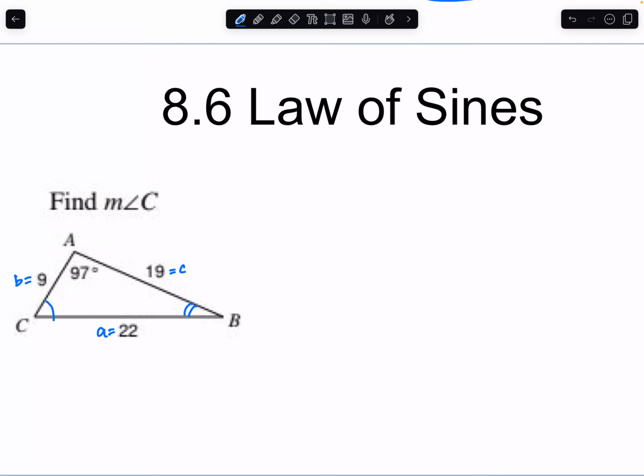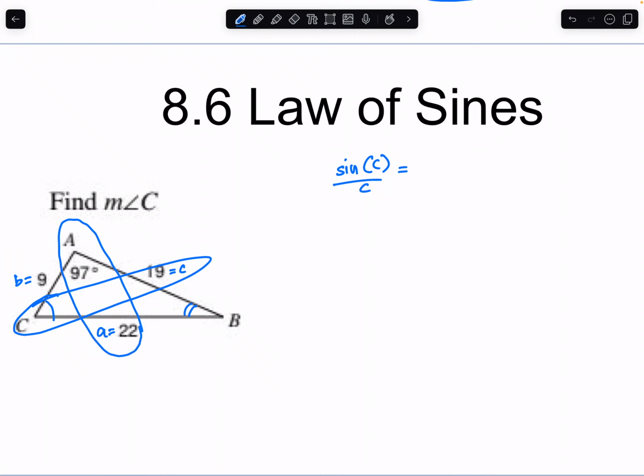Since I'm solving for angle C, I know I will use C as part of my equation. Sine C over C. Now I get to look around my picture and see which set of information gives me all the information, the angle and the side. B is missing the angle, but A has the angle and the opposite side. So I'm going to use sine A over A.